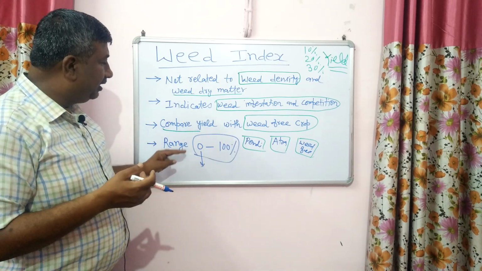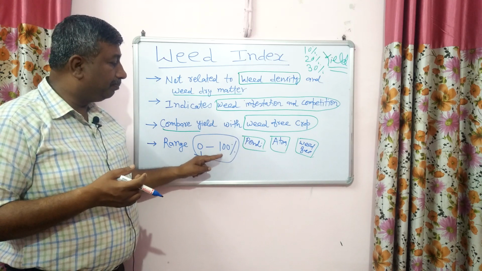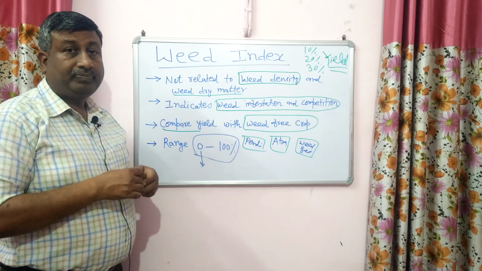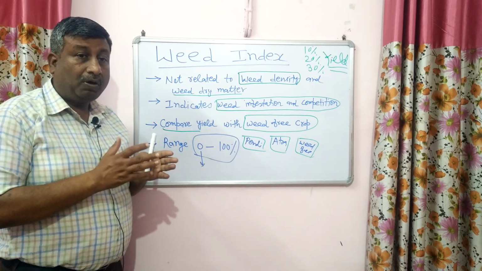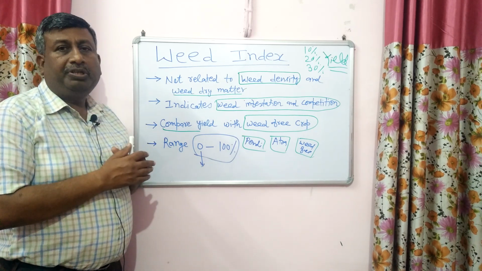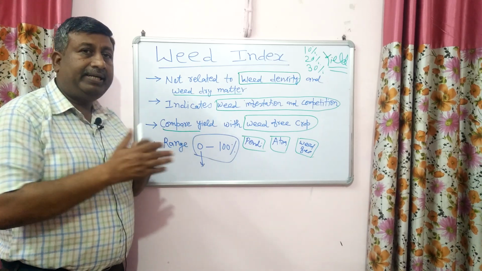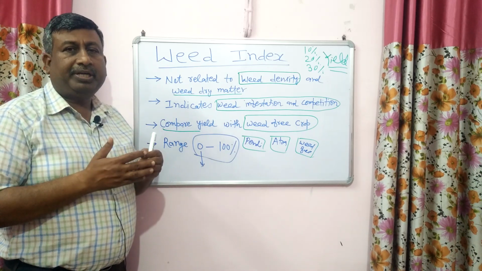तो दिस इज द रेंज. थियोरिटिकल रेंज इज 0 to 100%, बट प्रैक्टिकली इट इज नॉट पॉसिबल. सो वीड इंडेक्स compare the yield of weed control treatment with the weed free crop. तो ये हमें पता चलता है कि weed index ये बताता है कि grain yield हमें कितनी मिल रही है.